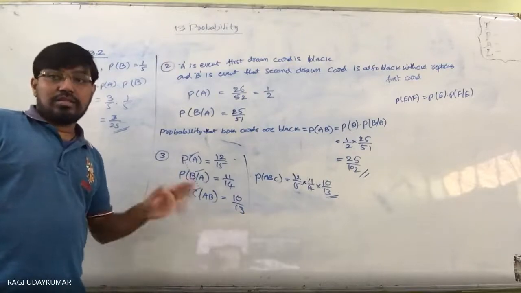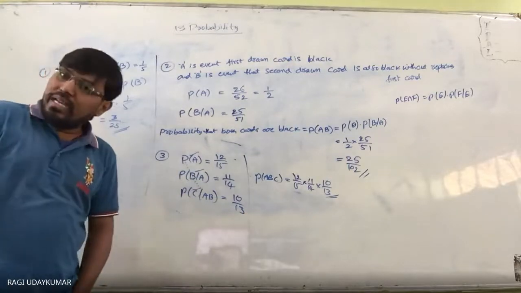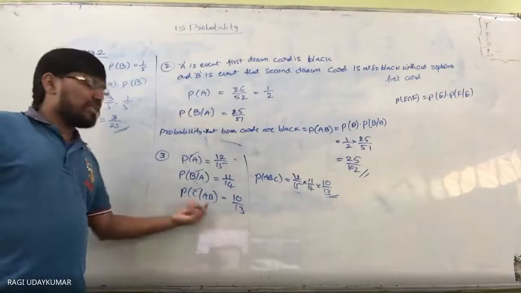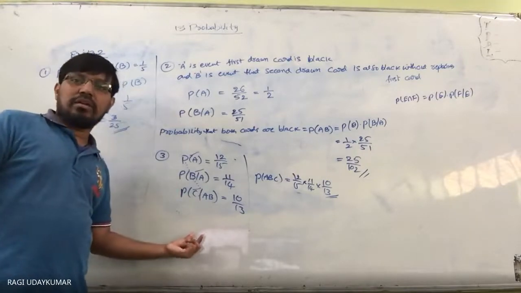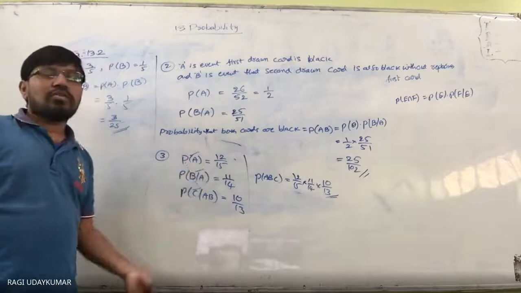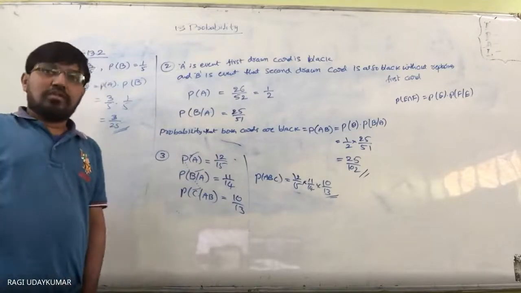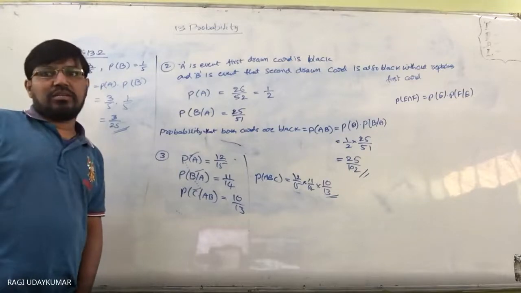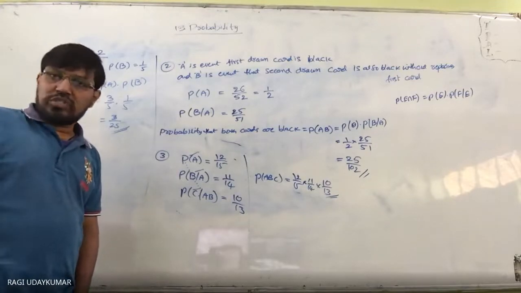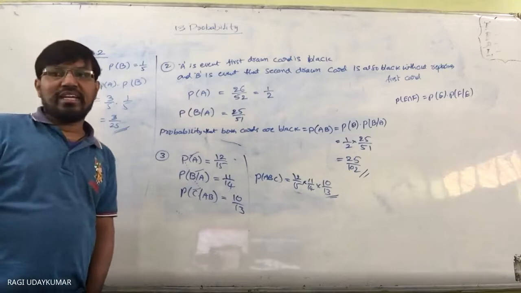Even with replacement, we have to represent it like this. With replacement means already replaced, so every time we are going to get 12 by 15, 12 by 15, 12 by 15. But the question is given to you without replacement. So all the problems are mostly like this only. You can solve it. It's not very difficult.